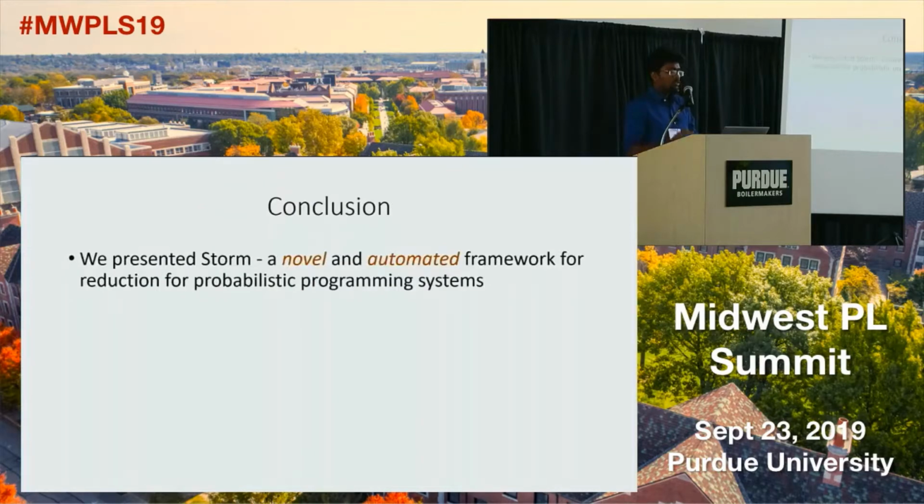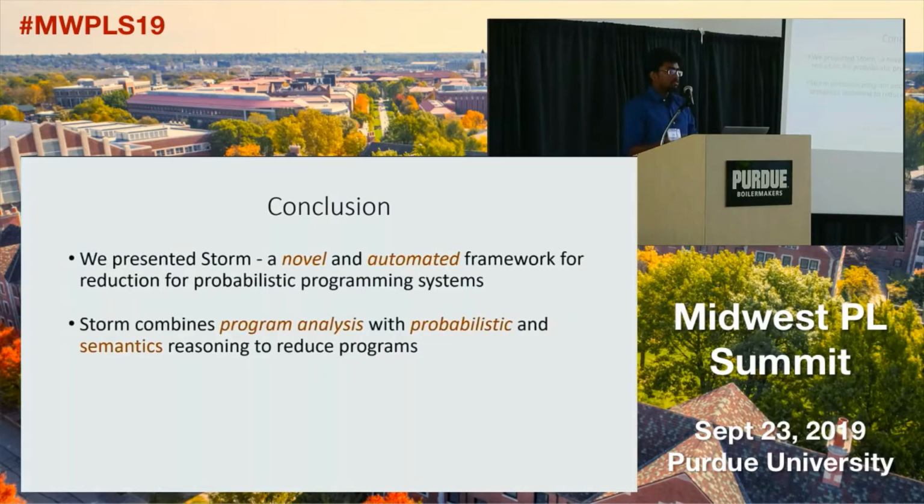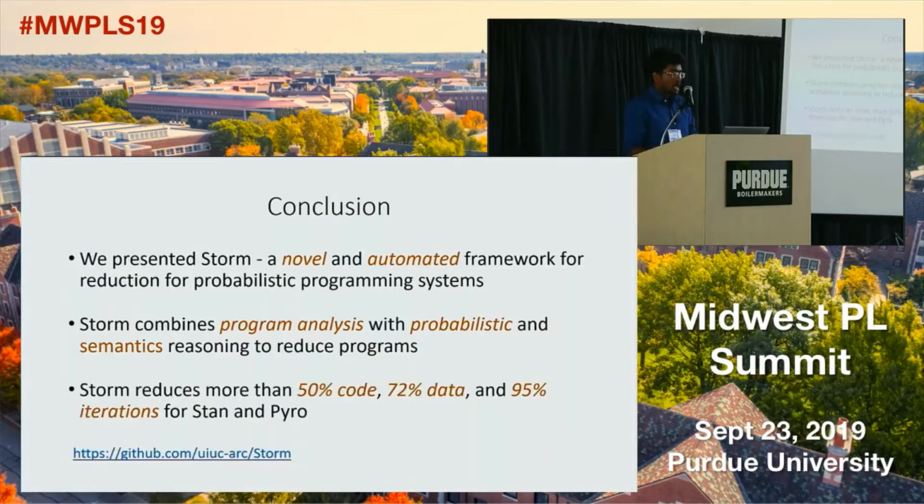So in conclusion, I presented Storm, which is a novel and automated framework for reduction for probabilistic programming systems. It combines techniques from program analysis with probabilistic semantic reasoning to guide the reduction process. And Storm achieves significant reduction in all three categories for Stan and Pyro. And the code is open source now. You can go ahead and play with it.